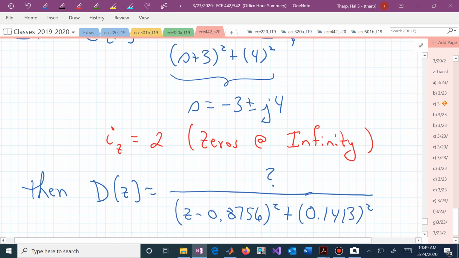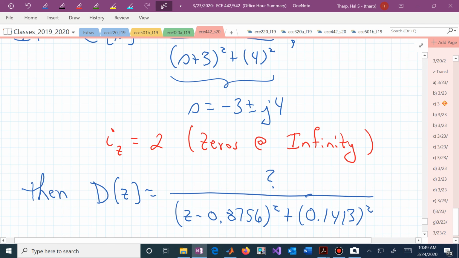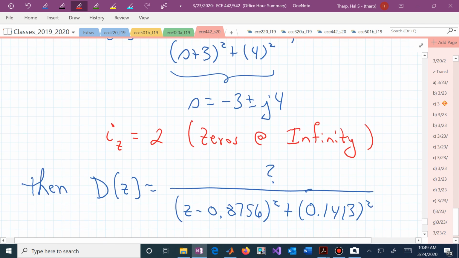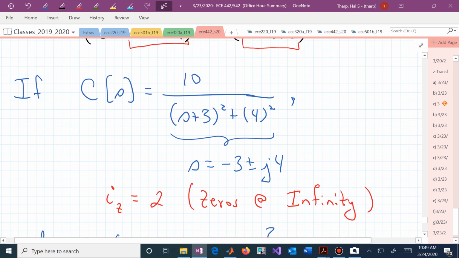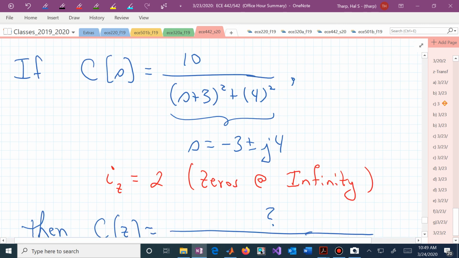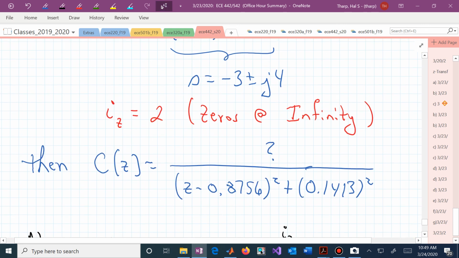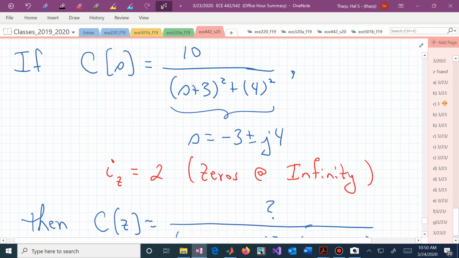We now want to translate that, and I'm not sure why, I guess I'm doing my alphabet, but we really want this to now be the discrete equivalent of C of S. So this is now C of z. We know where those complex poles go in S. We've converted those now into where they belong in the z-plane. What we now need to do is figure out what goes in the numerator of this discrete equivalent.